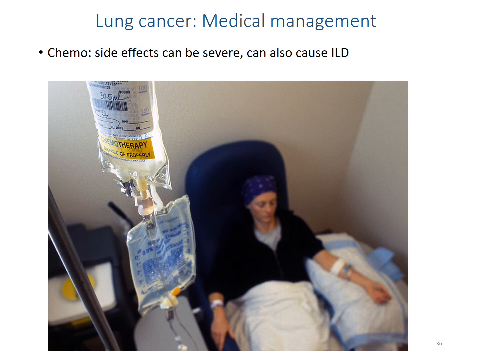As you may know, lung cancer patients may also be treated with chemotherapy, which is drug therapy. But in order to target cancer cells, healthy tissue is often affected as well. So the side effects can be quite severe, and the drugs themselves can actually also cause interstitial lung disease. So unfortunately, the treatment causes problems as well as the disease.